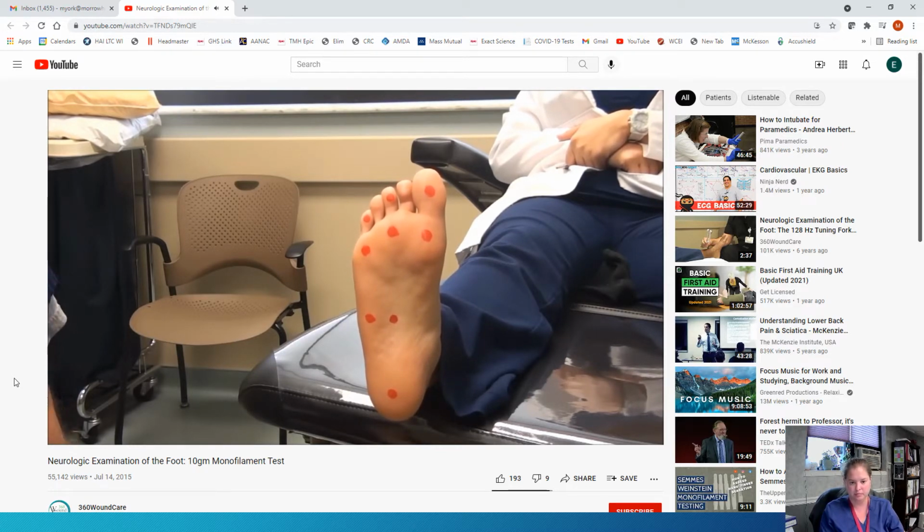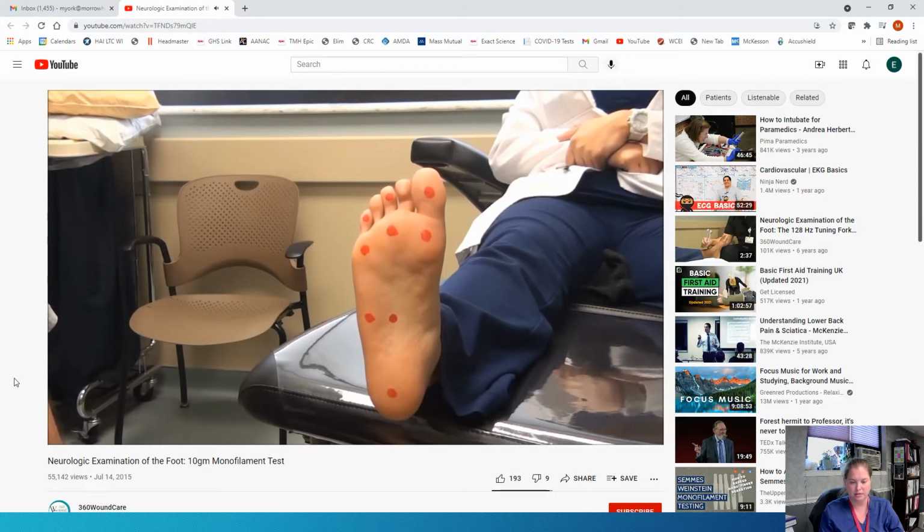As you see on the model here, there are 10 positions that are demonstrated for ideal testing for the monofilament test. There's 9 on the plantar surface of the foot, and there's 1 on the dorsal surface of the foot at the web space between the first and second toes. The test is very easy to perform, relatively inexpensive.